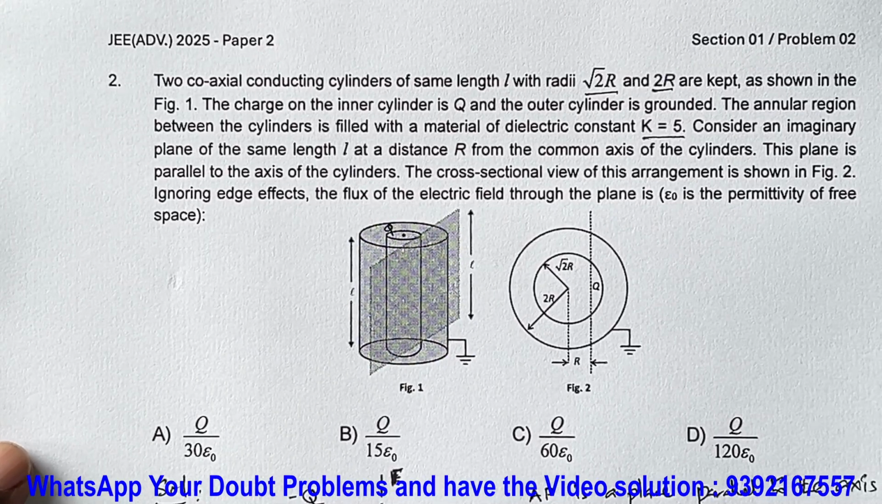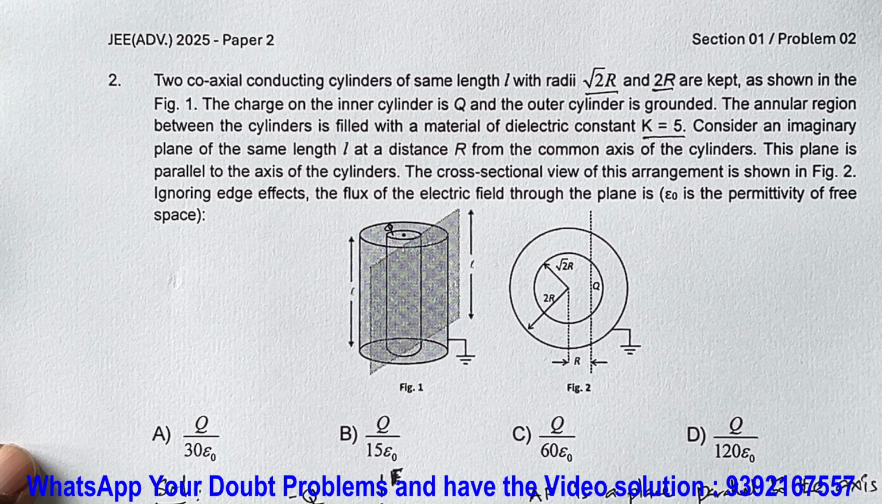Let's check which answer is correct. This is question number 2 in paper 2. Yes, option C is correct: Q by 60 epsilon naught.